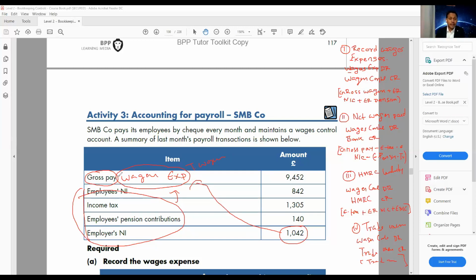So for calculating the net wages paid, you take away everything, even the employer's NI, because that time everything is inside. So be very careful with these two, wages expense and gross pay. Gross pay is only for the employee's earnings, and wages expense is for the whole business.